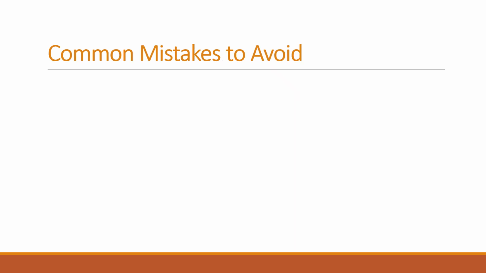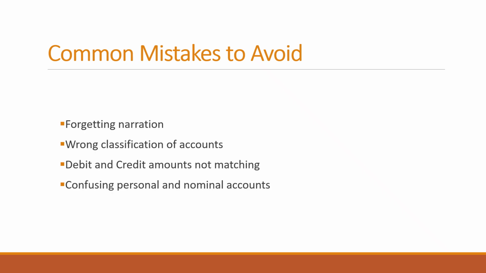So students, you usually make mistakes on these elements. What are those? Forgetting narration, wrong classification of accounts, and debit and credit not matching. So avoid these mistakes and your accounting will become stronger.